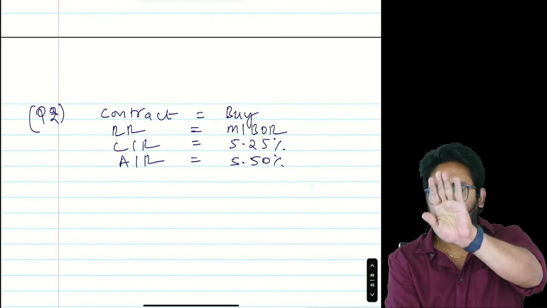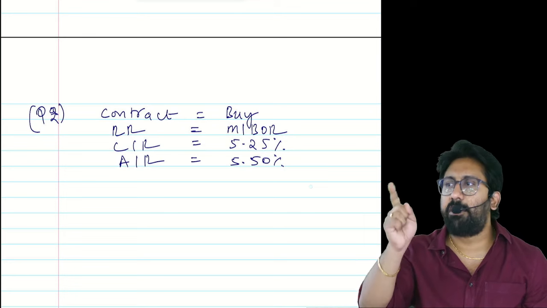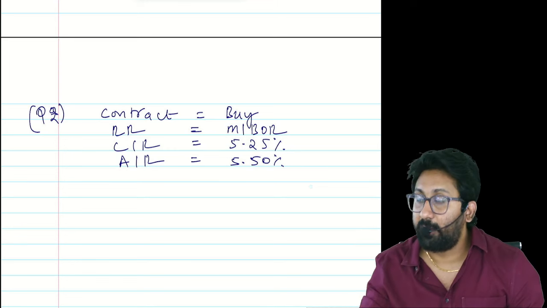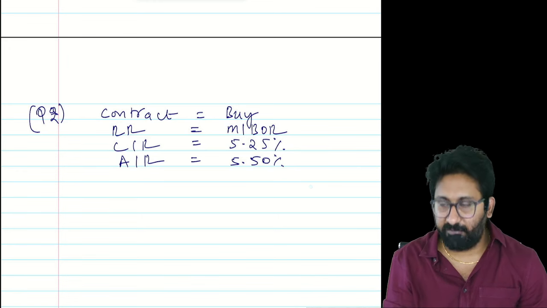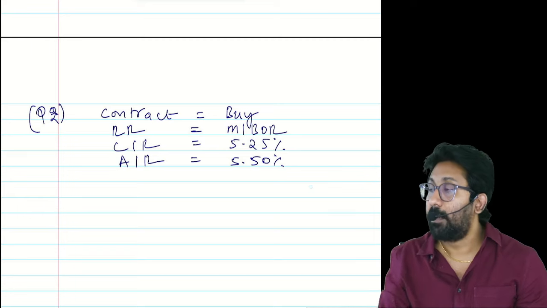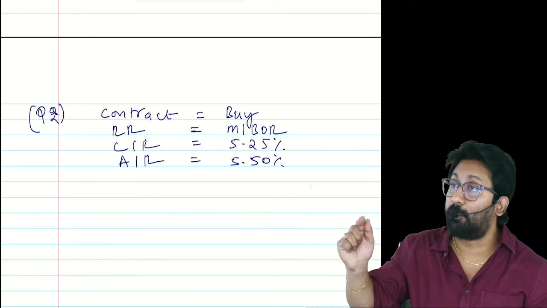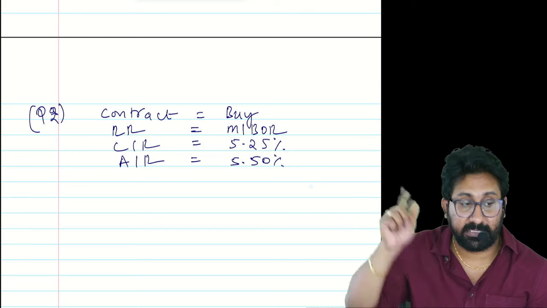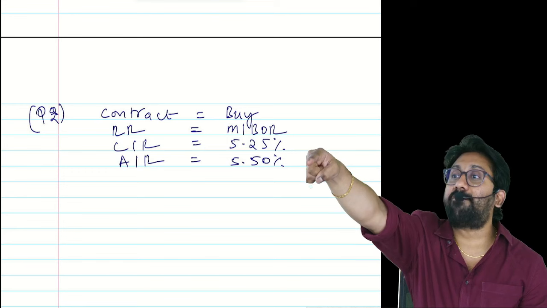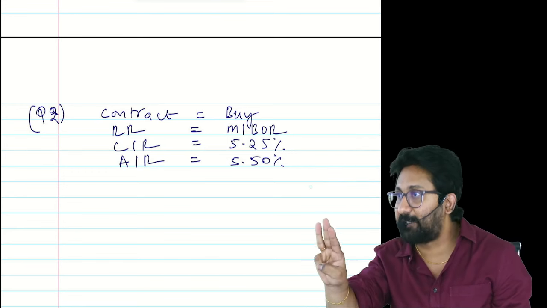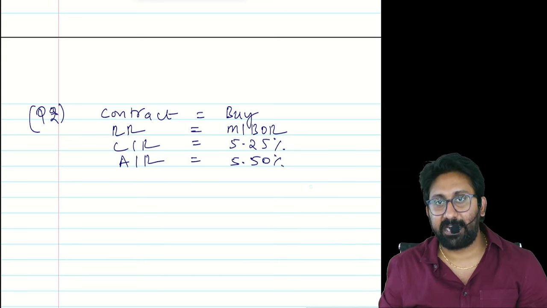Listen, one small clarity. You know that you will make a gain of 6,25,000 rupees after 6 months, but that profit will be released to you after 9 months. Therefore, we have to take the 3 months present value. Did you understand or not?